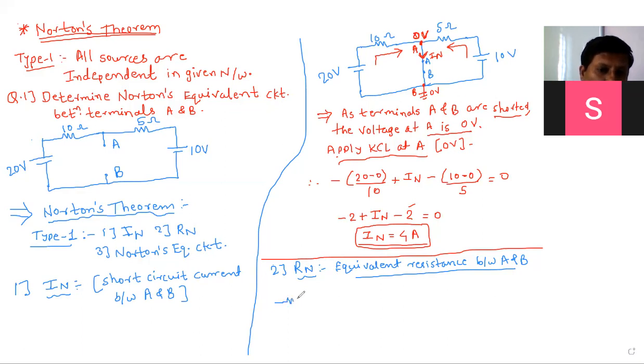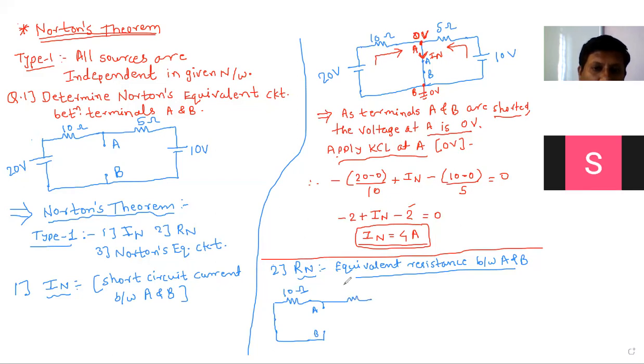So this is 10 ohm, this voltage source is shorted. This is A, this is B. So this is 5 ohm and this 10 volt is also shorted. So 20 and 10 both are shorted. Now we have to find the equivalent resistance measured between A and B. So this is RN. If you observe from the front, 10 and 5 appear to be in series.